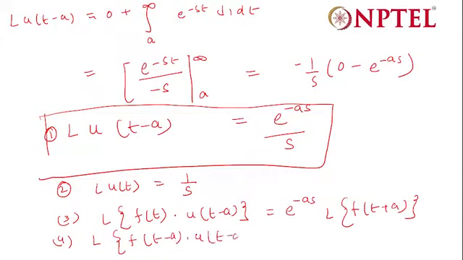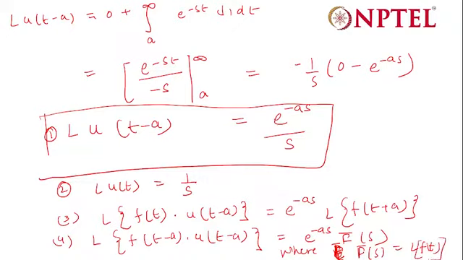Multiplied by a unit step function, it will be e to the power minus as F(s), where F(s) is the transform of this function. F bar s is equal to the transform of L f. Okay, these are three formulas, of which this is the most important one that you have to learn. Any doubt till now? Okay, I assume no doubts are there.